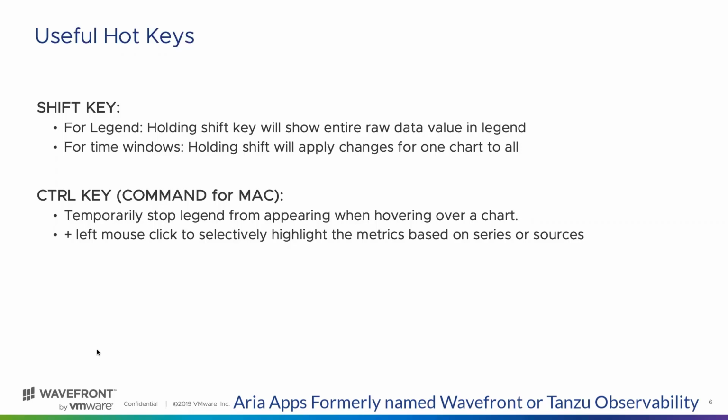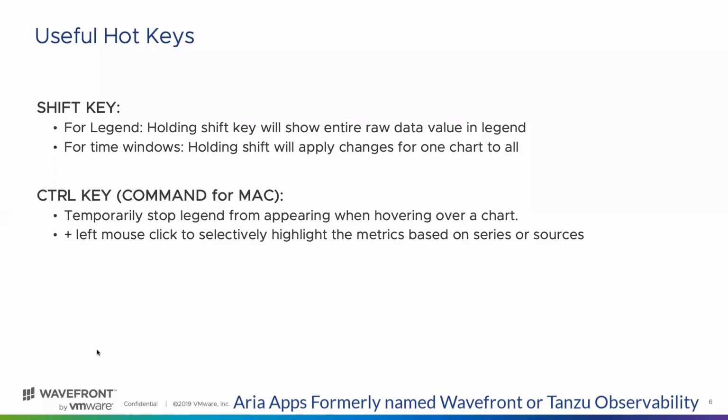If you're looking at data in a chart or a dashboard and you want to see the original raw data, Wavefront is going to try and summarize the values for you so that if you have some really large numbers, they're not going to take up 20 or 30 characters on your screen. Sometimes you might want to see the true, real big number. Hold down the shift key while you're hovering over the legend and it will show you that.